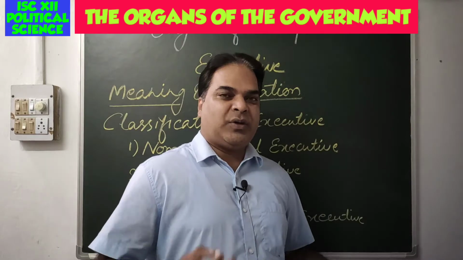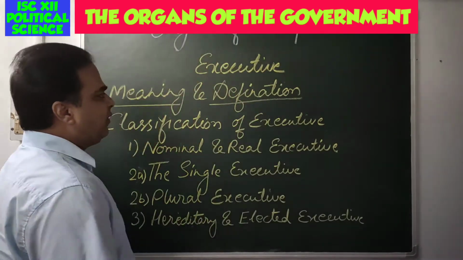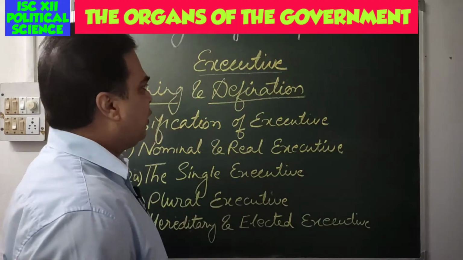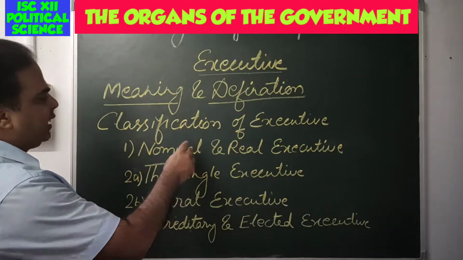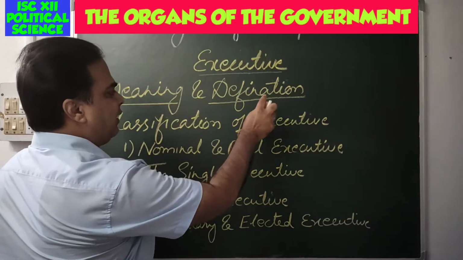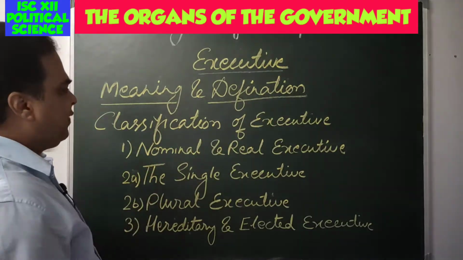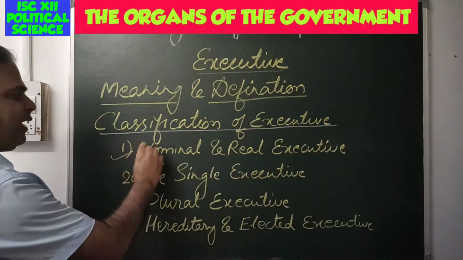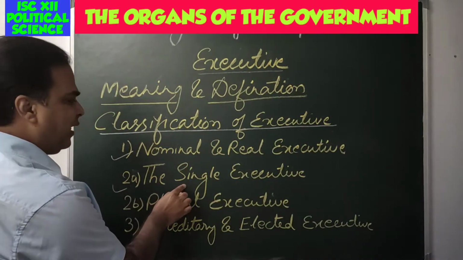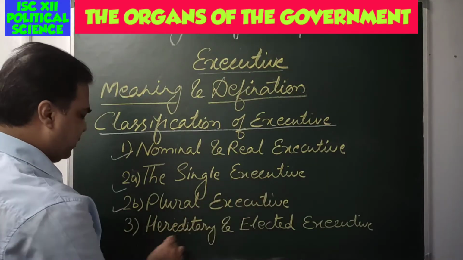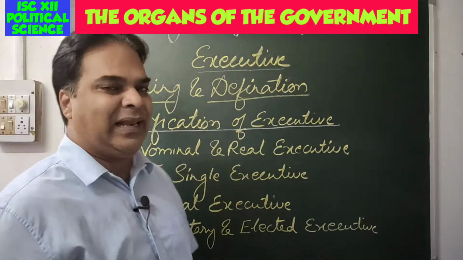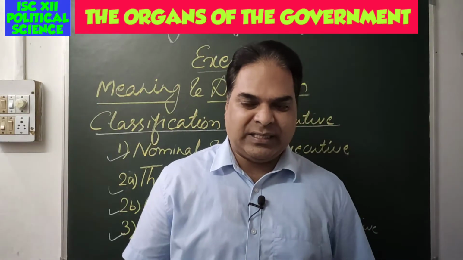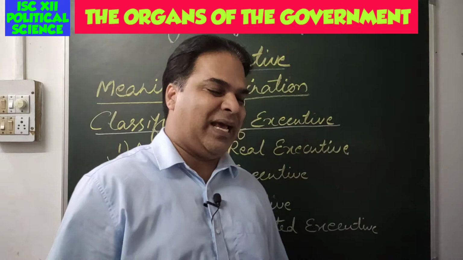Okay, so let's start. The executive, which is one of the most important organs of the government. So today in this topic, once again we'll discuss the meaning, definition, and classification of executives: nominal and real executive, single executive, plural executive, and hereditary and elected executive, one by one. So for a better understanding of the chapter on the executive, we need to understand this classification as well.